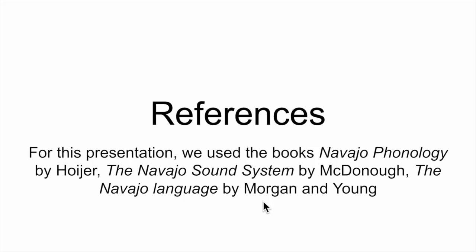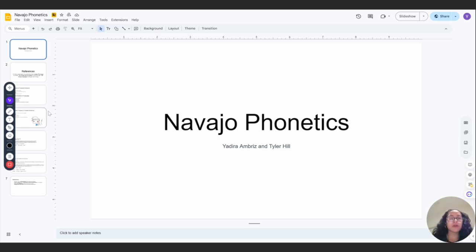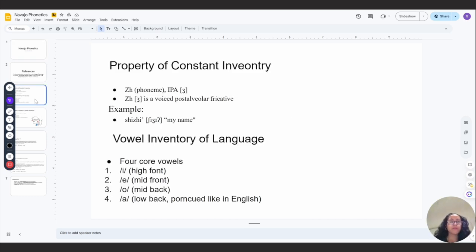For this presentation, we used the books Navajo Phonology by Hoyser, The Navajo Sound System by McDonough, and The Navajo Language by Morgan and Young. So, Navajo phonetics, the property of constant inventory.